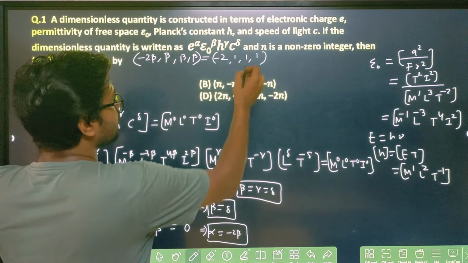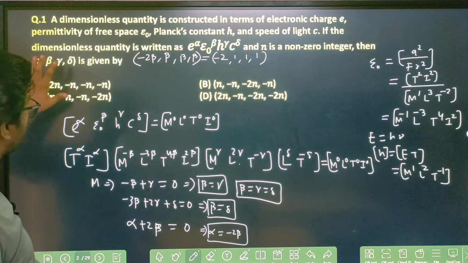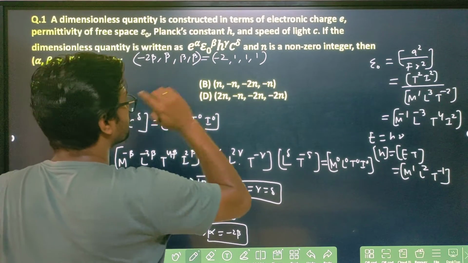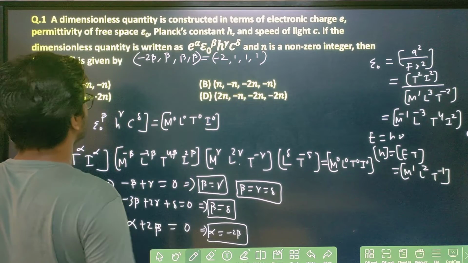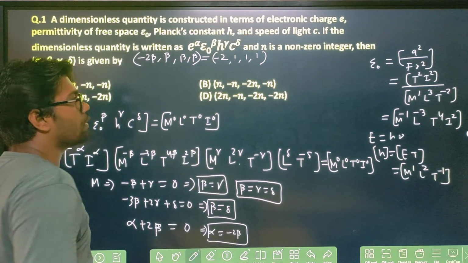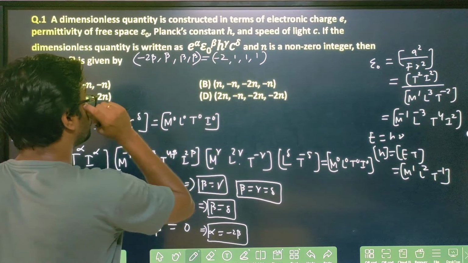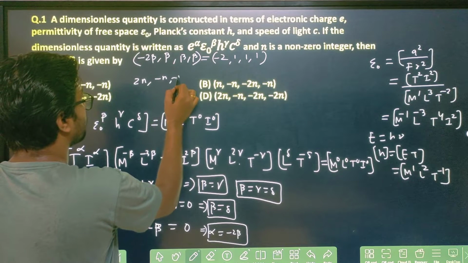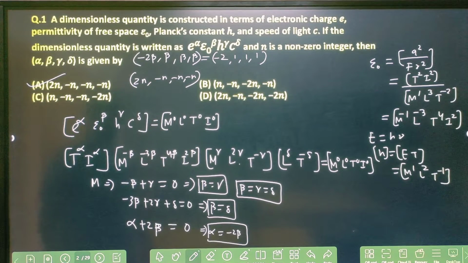Now they have given that n is a non-zero integer, so the answer is in the form of n. We have to multiply by n, so this will be minus 2n, n, n, n. No option will match. But n is a non-zero integer, so n can be positive as well as negative. So let's take n negative. Then this will form 2n, minus n. So option A will match here, correct?